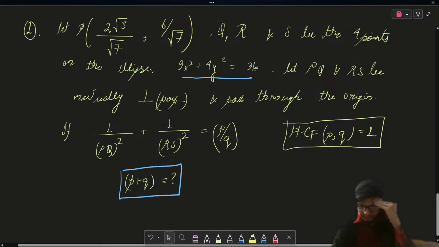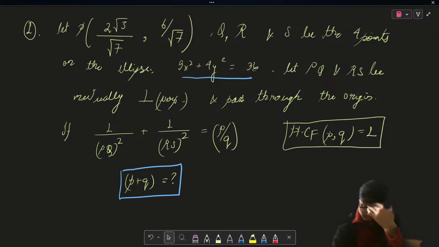Please be a bit faster. Please try to solve this problem. TV Gaming, Anshu Kumar, please try to solve this problem.